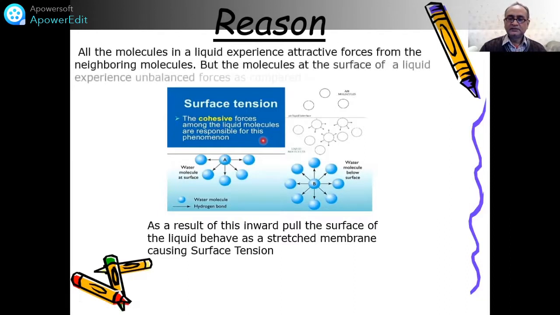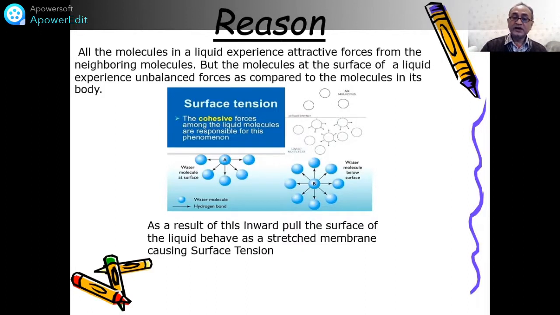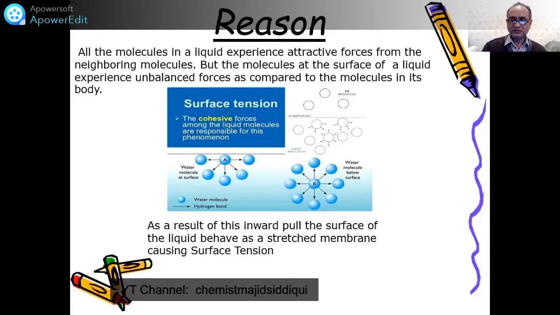This is the reason. Just read it by yourself. I just told you that all the molecules in the liquid experience attractive forces from the neighboring molecules. But the molecules at the surface of a liquid experience unbalanced forces as compared to the molecules in the bulk, in its body. As a result of this inward pull, the surface of the liquid behaves as a stretched membrane, causing surface tension.